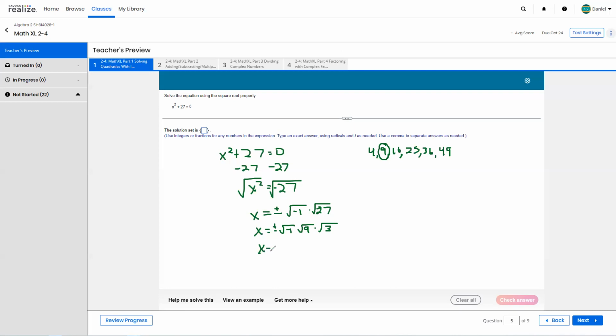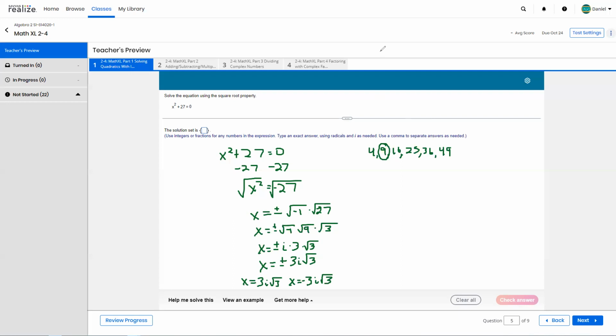Okay, so let's take those square roots. Square root of -1 is i. Square root of 9 is 3. And then I can't take the square root of 3, so I'm going to leave it as radical 3. That's going to give me x equals plus or minus 3i times the square root of 3. So x equals 3i square root of 3, and then x equals negative 3i square root of 3.